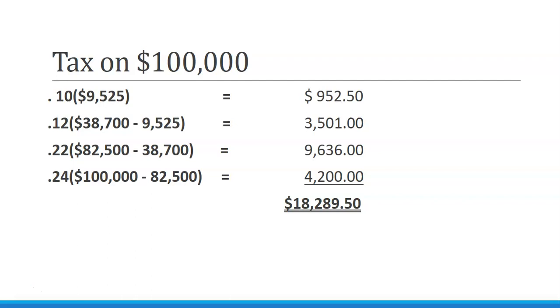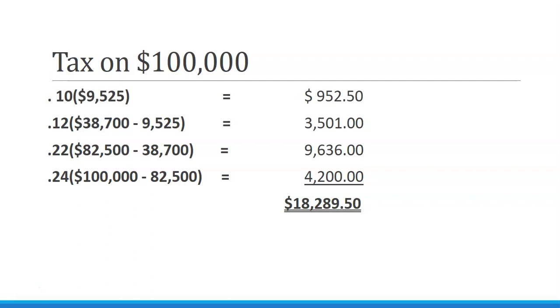Now, that doesn't mean that on our $100,000, we are taxed 24% on that full $100,000. Instead, we are taxed different rates on different amounts. So up to the first $9,525, we pay a 10% tax or 0.10.